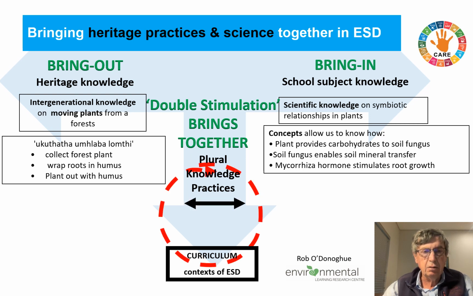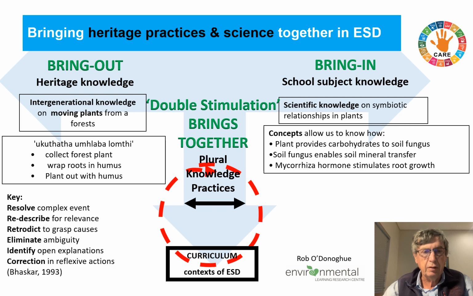And here we used the critical realist approach, where you're able to resolve complex events. So here are two modes of collecting and explaining things to redescribe for relevance. So we were able to redescribe the indigenous knowledge for relevance, and we were able to look at the indigenous knowledge in relation to the scientific concepts for relevance as a way of carbon sequestration or as a way of combating drought. And then retrodict, we were able to see back that there was a logic in the indigenous knowledge and that there was a logic in the science.